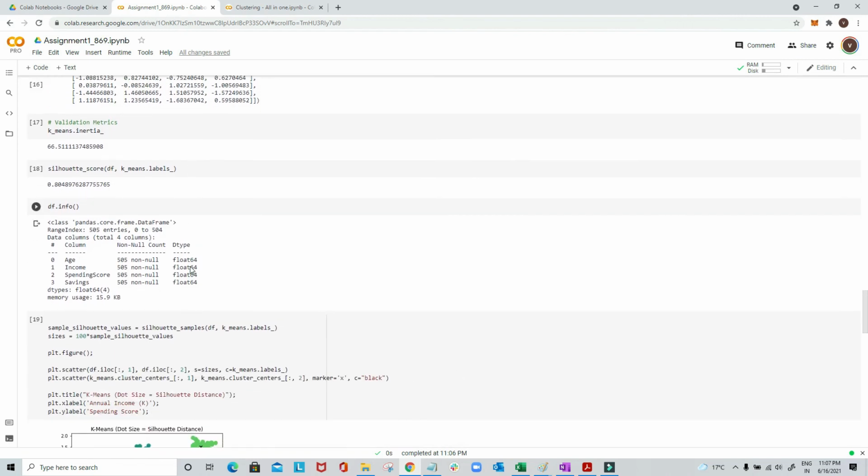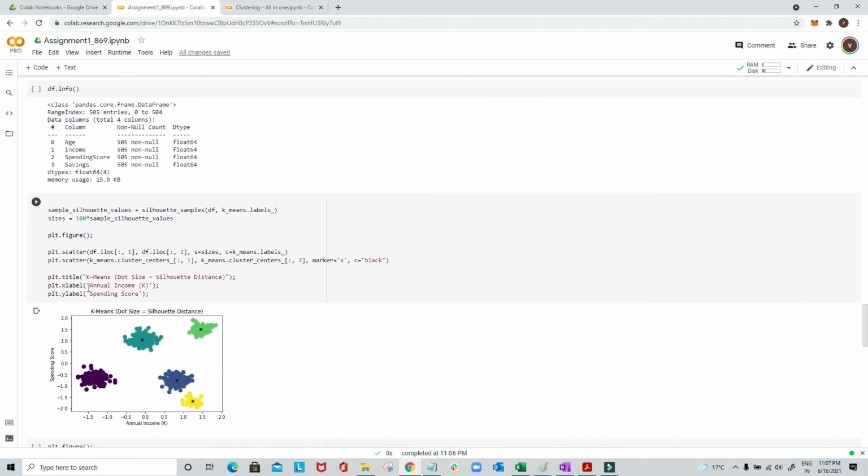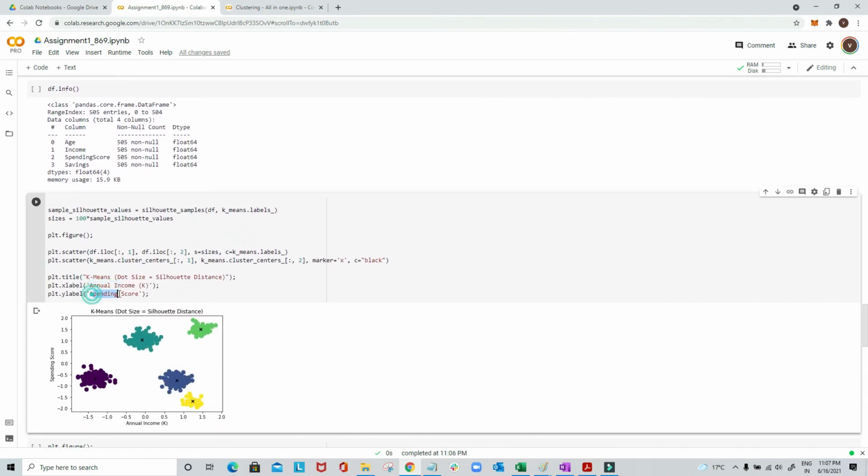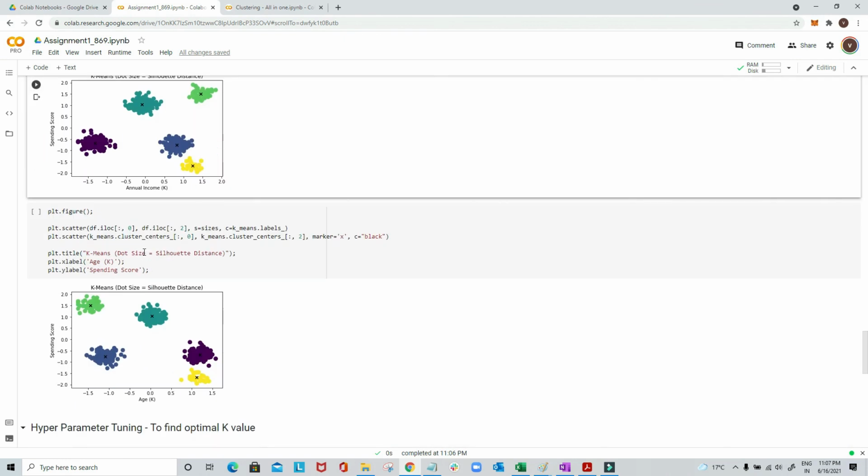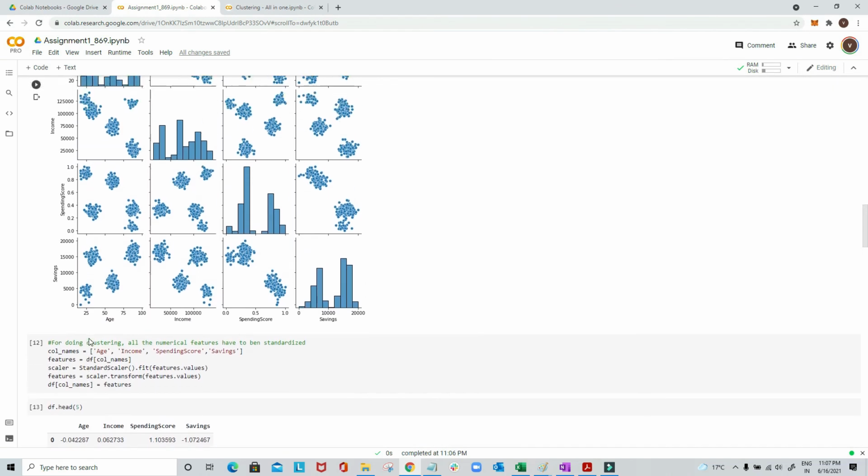So if I have to do clustering for this kind of data set, let me take two features here for the clustering process. I selected annual income and spending score here, but probably the best thing is to take age and spending score. Let's look at this scatter plot.